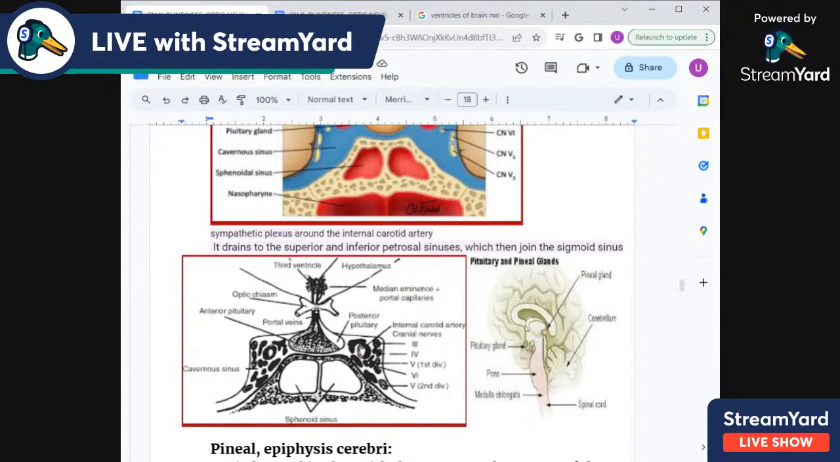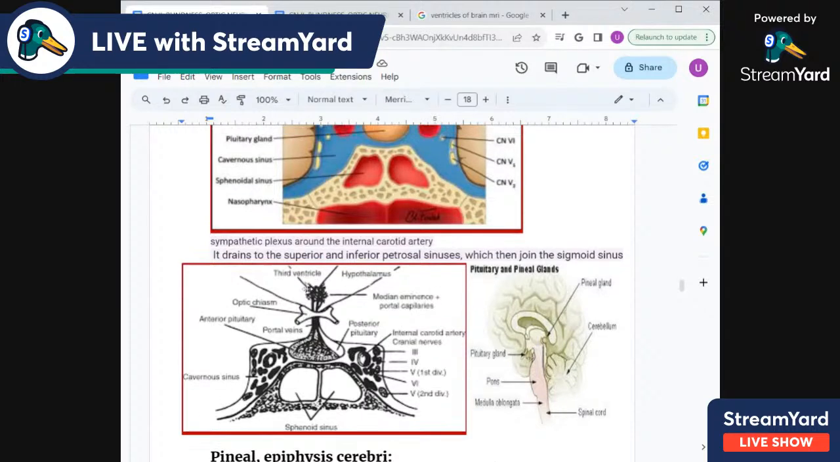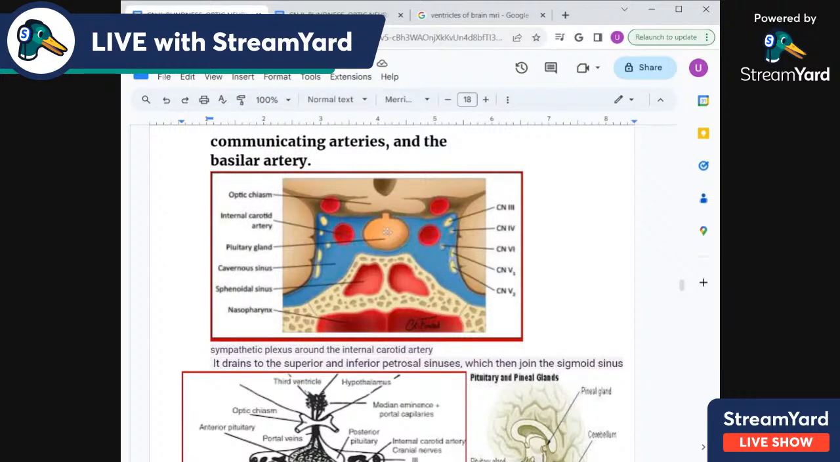Then this is the optic chiasma, then the hypothalamus, and the ventricles, third and fourth ventricles, and the lateral ventricle above that. And this pituitary has, on its side, an important structure. This is known as the cavernous sinus, and cavernous sinus thrombosis is a medical emergency.